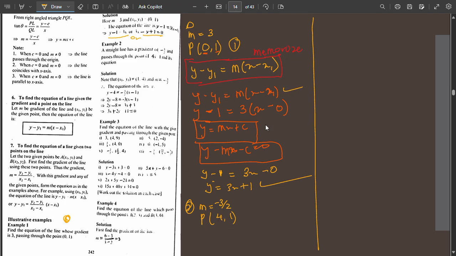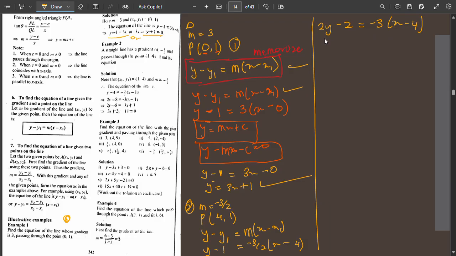So y minus y1 is equal to m into bracket x minus x1. Let's substitute. Y minus y1, which is 1, is equal to m, which is minus 3 over 2, times x minus x1, which is 4. If you expand this, we have a fraction here, so let's multiply through by the denominator of the fraction, that's 2, to get rid of the fraction. So we get 2y minus 2 is equal to minus 3 into bracket x minus 4.